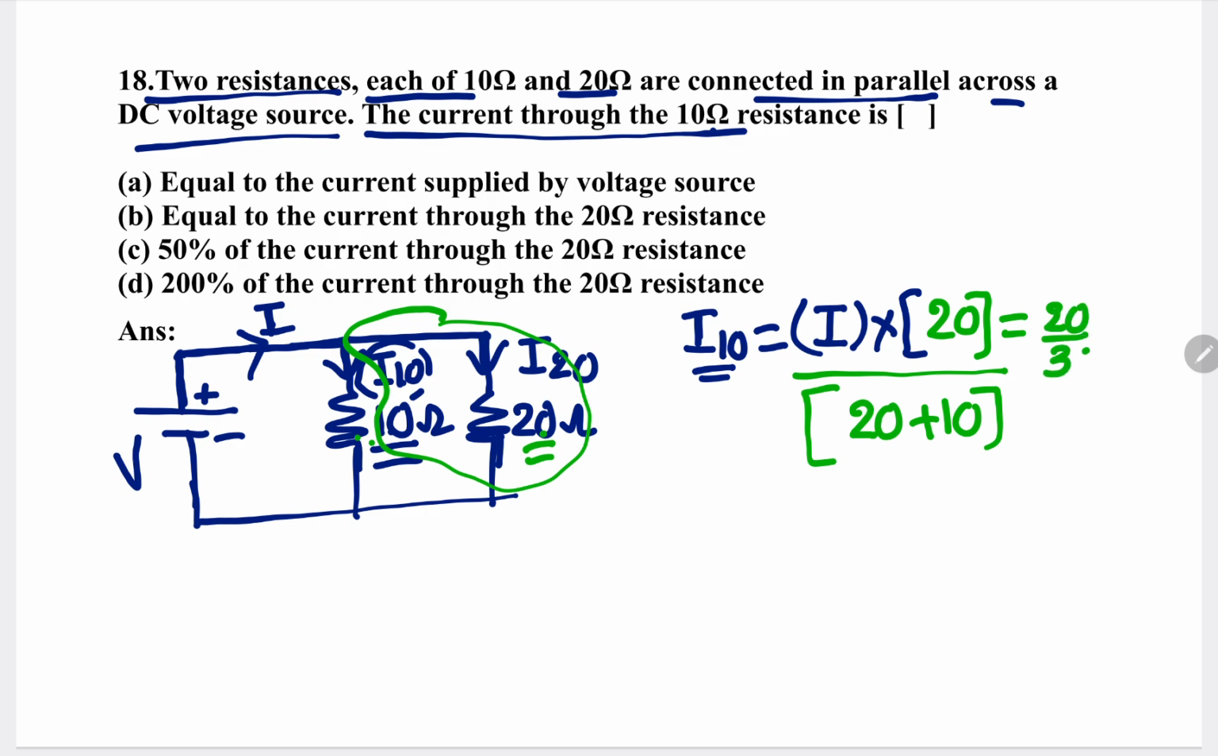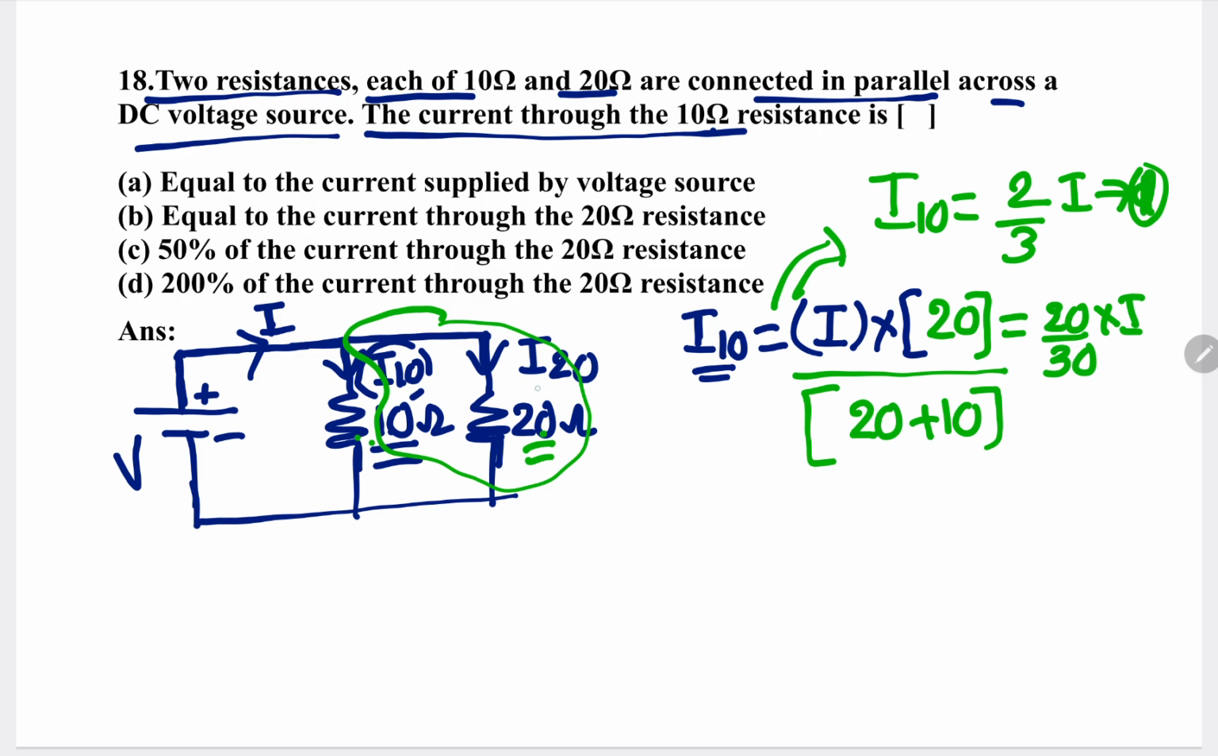20 by 30 into I. So 20 by 30 into I, nothing but what? I10, the current through the 10 ohm, is equal to 2 by 3rd into I. Let us say this is equation number A, or you call it equation number 1.